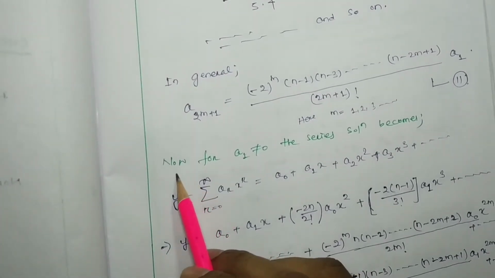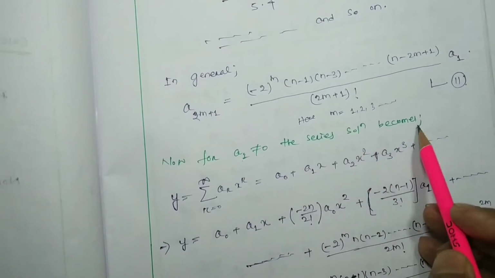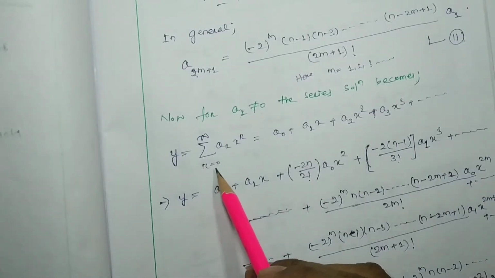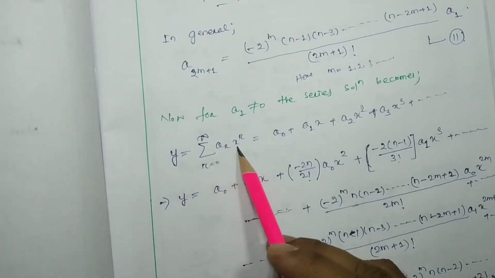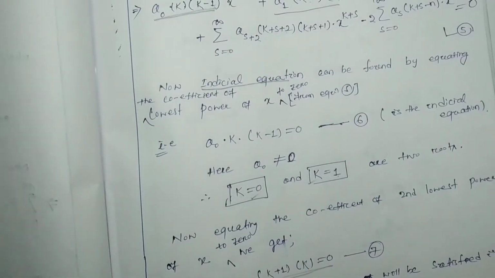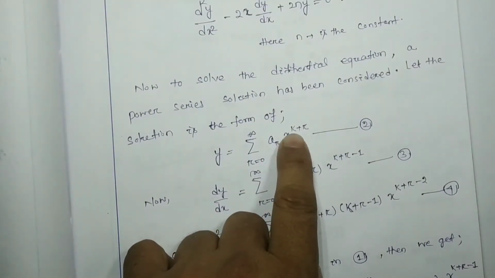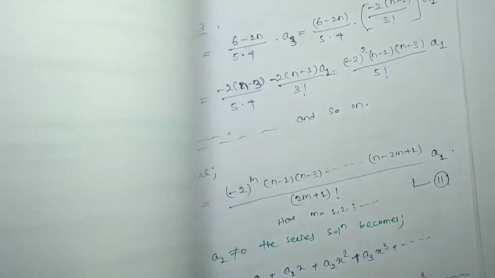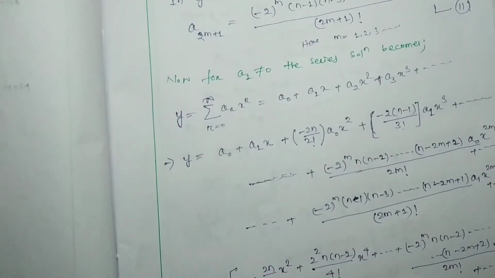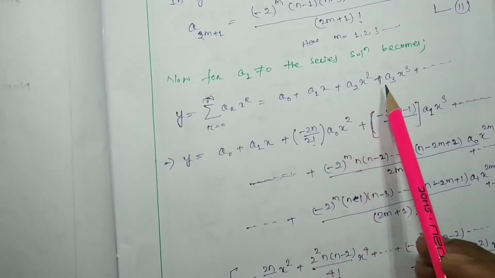So now for a1 not equal to 0, the series solution becomes the sum from r equal to 0 to infinity of ar x to the power r, because the general series solution is nothing but ar x to the power k plus r. Here k is nothing but 0, so ar x to the power r. So if we expand, we get a0 plus a1x plus a2x square plus a3x cube.